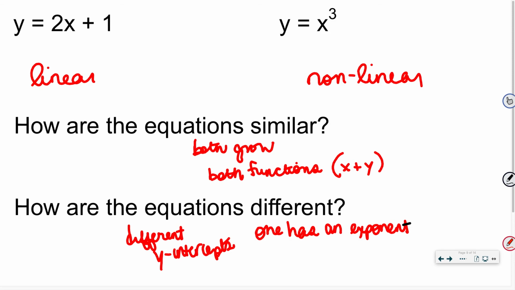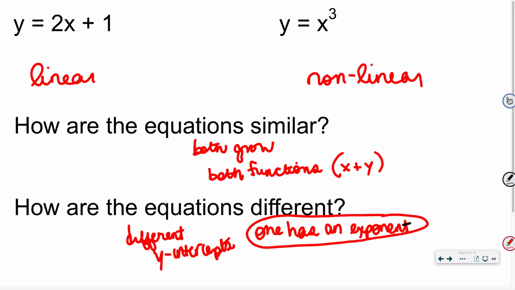What part of the equation do you think determines if it's linear or not linear? Why is y equals x to the third nonlinear and y equals 2x plus 1 linear? What do we think about their differences is what makes it linear versus nonlinear? Do we think it's the different y-intercepts? Do we think it's the exponent?